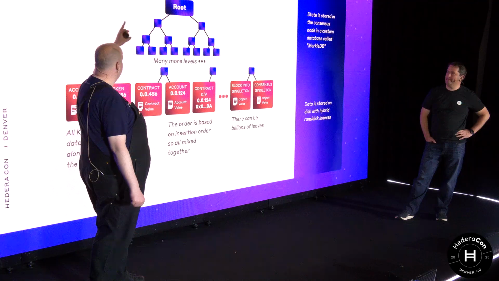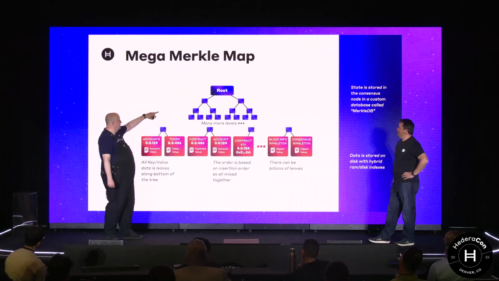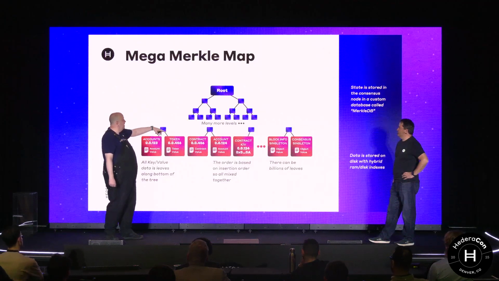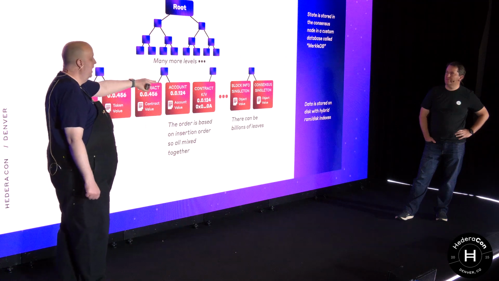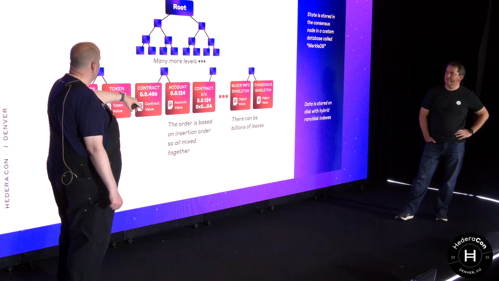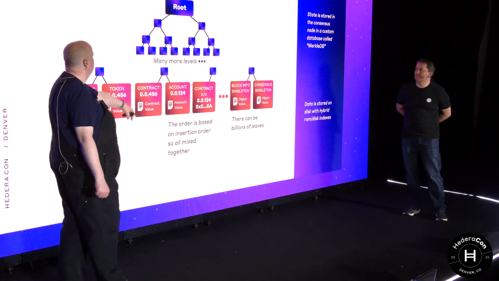So when we're looking at it from the mega map point of view of this great big binary tree, there's a big binary tree of internal hashes. Along the bottom is all the leaves, and they're totally intermixed. There can be any kind of entity anywhere in that tree. So you've got accounts, tokens, smart contracts. You have key value pairs of smart contracts.